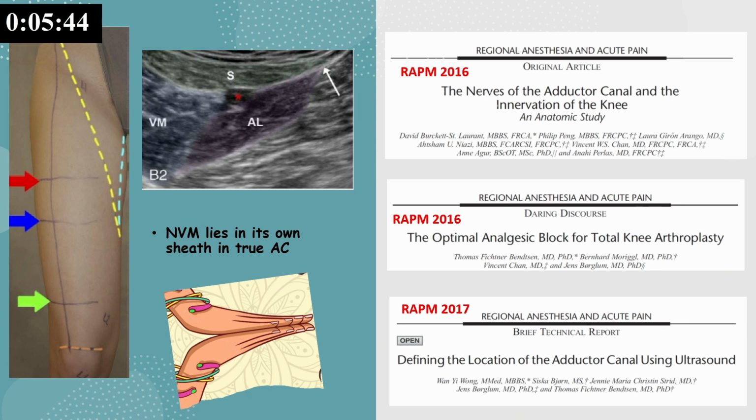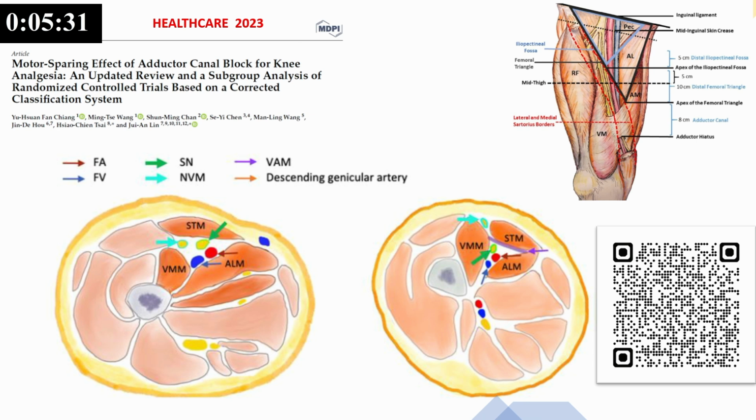We were previously, prior to 2016, when we were doing a so-called adductor canal block, we were in the distal femoral triangle, where the NVM and the SNS, saphenous nerve, lie very close to each other. This is how they look. They lie in the same compartment in the distal femoral triangle.